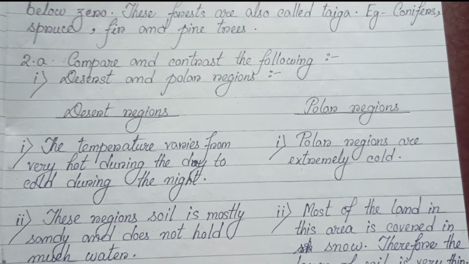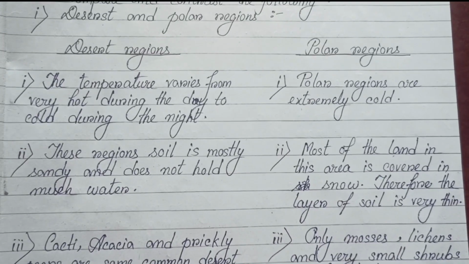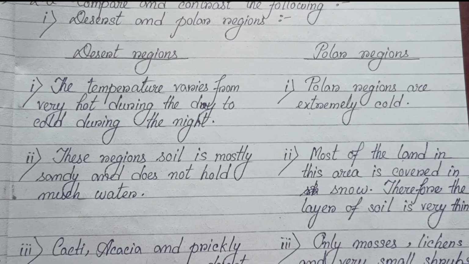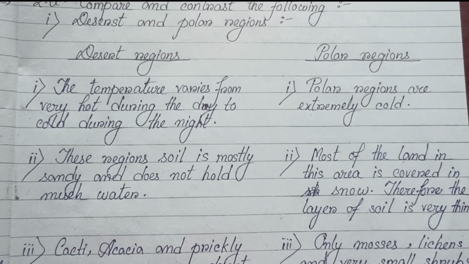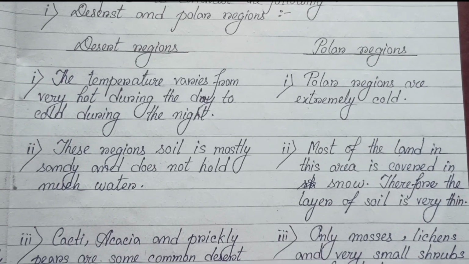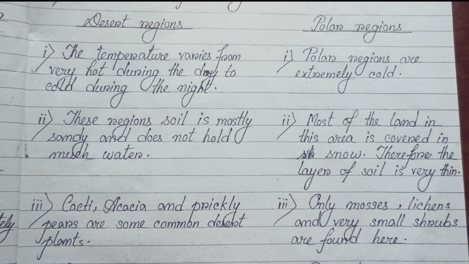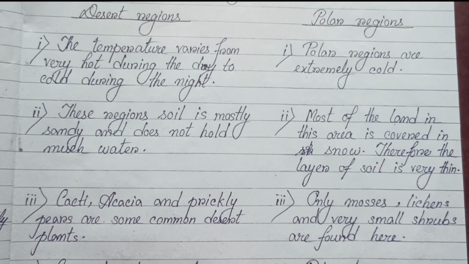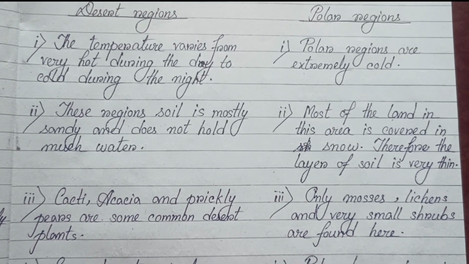Number 1, desert and polar regions. Under desert regions, number 1, the temperature varies from very hot during the day to cold during the night. Under polar region, number 1, polar regions are extremely cold. Number 2, here under desert regions, this region's soil is mostly sandy and does not hold much water.